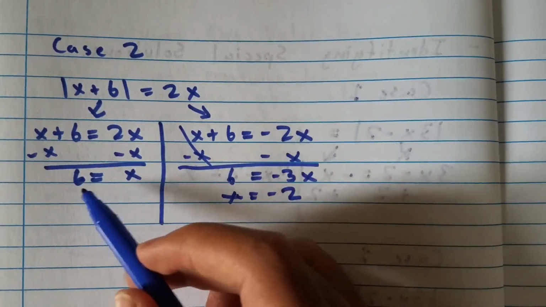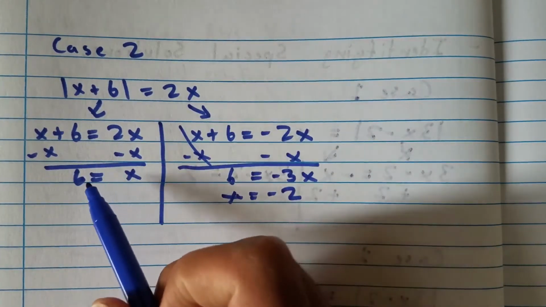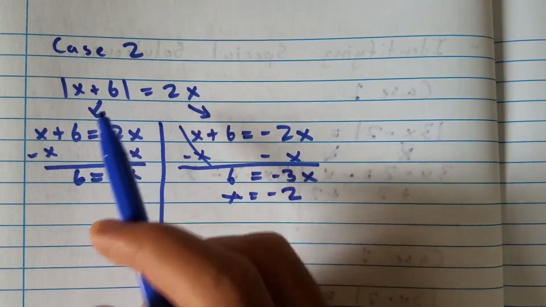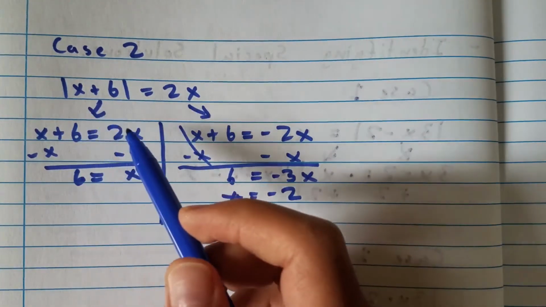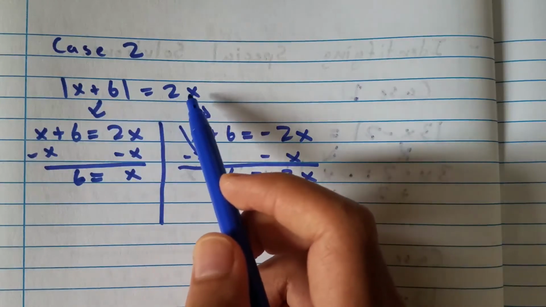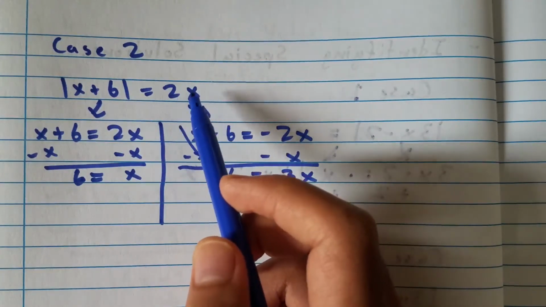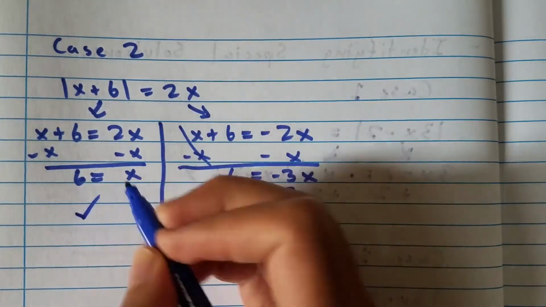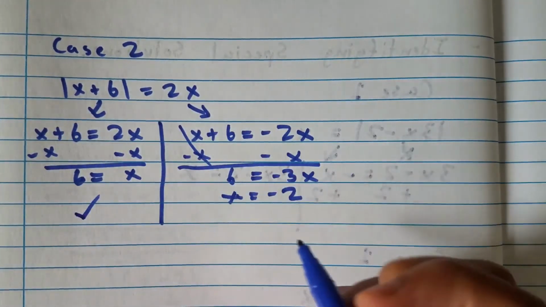So let's plug in 6 first. So if we plug in 6, we get 6 plus 6 in the absolute value, and the absolute value of 12 is simply 12. So here if we plug in 6, we get 2 times 6, which is 12. So 12 equals 12, so we know that 6 is indeed a solution of this equation.